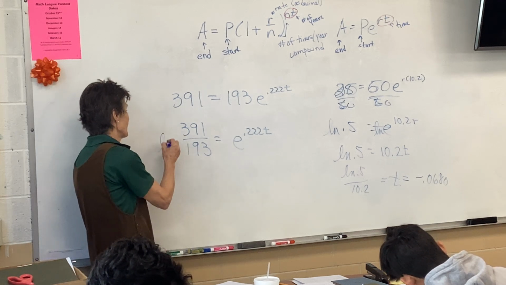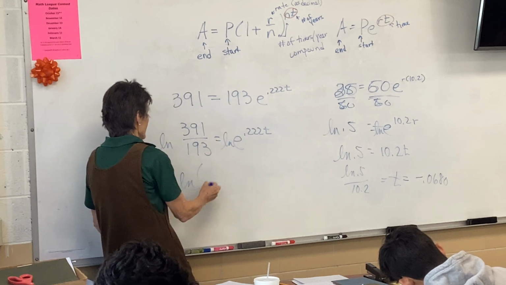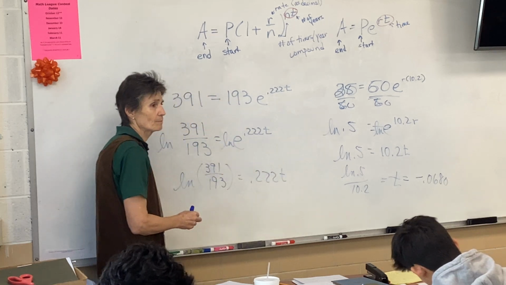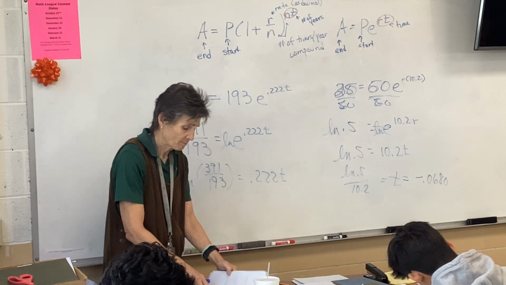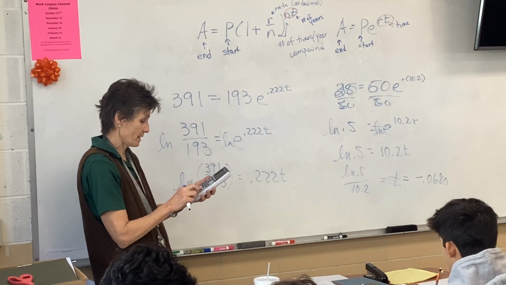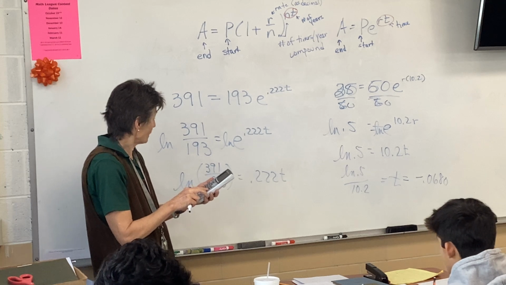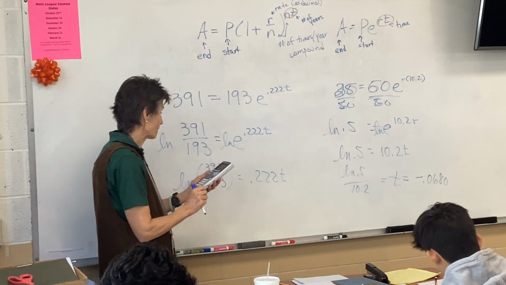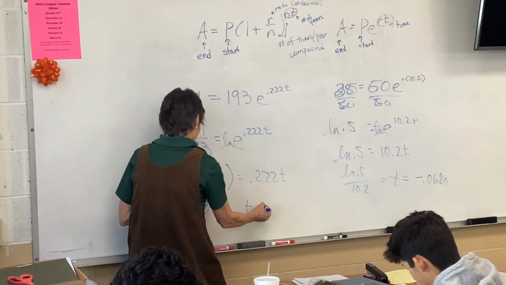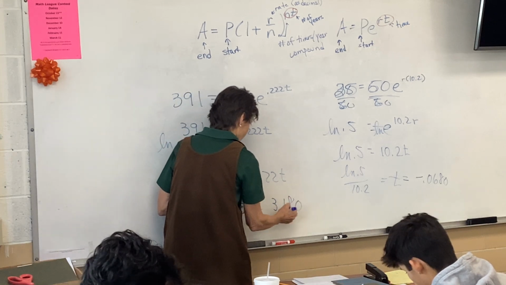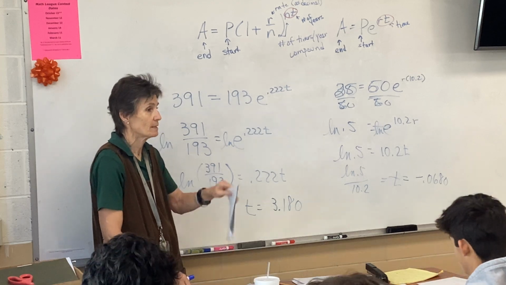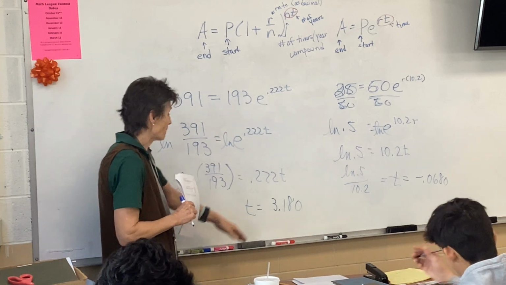Then we will ln. So we have ln of this fraction equal to 0.222t. Then we'll just divide. So ln of 391 divided by 193, divided by 0.222. Just make sure you close the parentheses before you hit divided by. 3.180. And again, if I don't know what the time is, it could be days, years, minutes, hours. It's some amount of time.